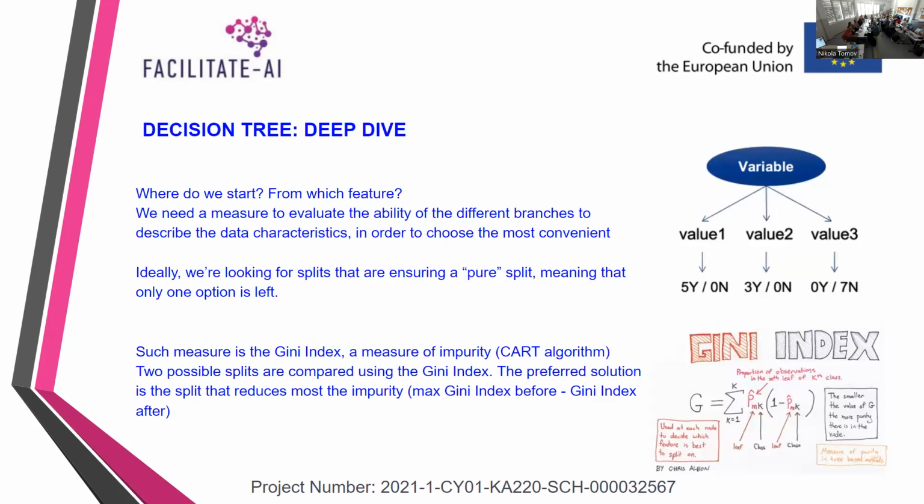Where do we start? They have to reason, because they are doing this exercise manually. Can you imagine? So where do we start? From which features? We need to measure to evaluate the ability of different branches to describe the data characteristic in order to choose the most convenient.